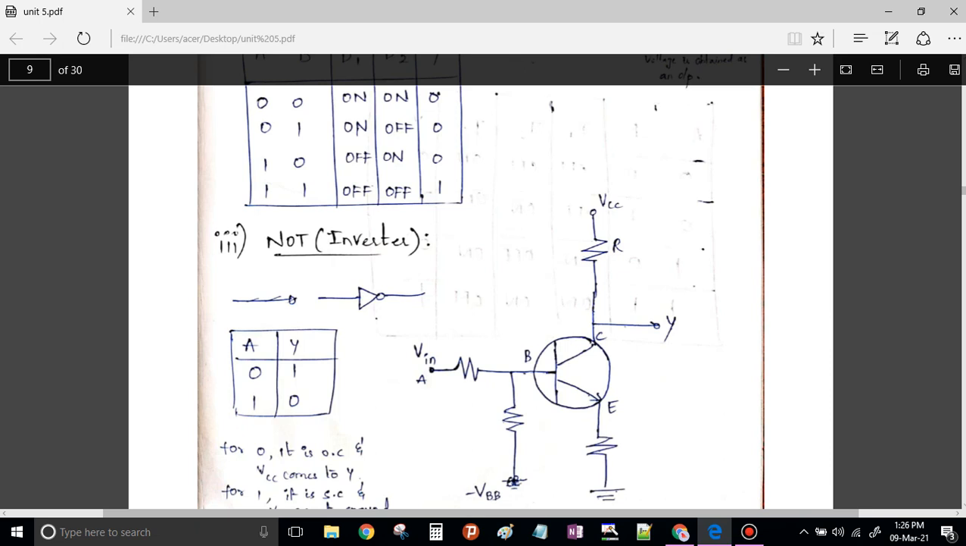So this is very short and brief about the basic gate realization using diodes and transistors. In the next class, we'll talk about RTL, DTL, DCTL and TTL.